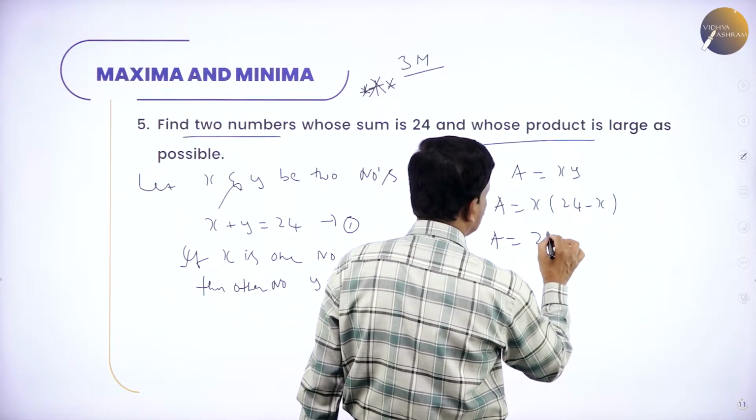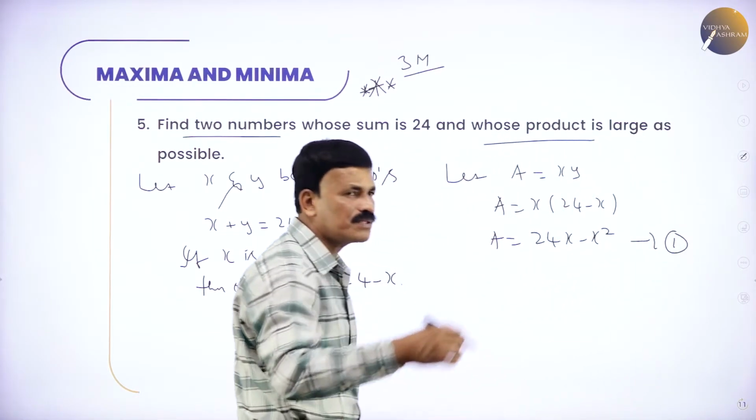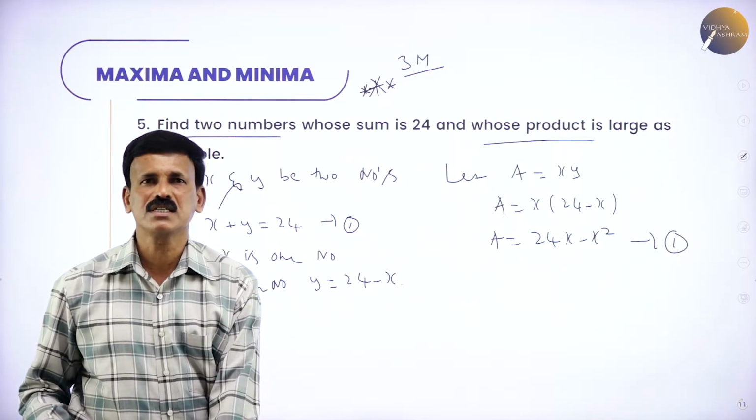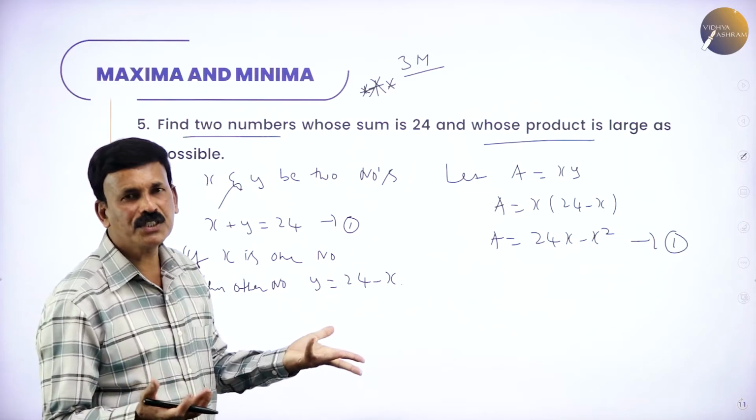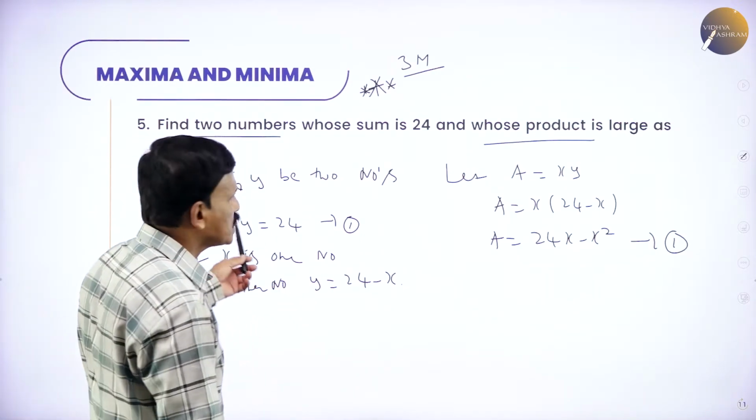Therefore, A is equal to 24X minus X square. Let us represent this as equation number 1. That's it. Differentiate, you will get the answer. That is, just form the equation, differentiate it and find the maximum and minimum value. That's it.